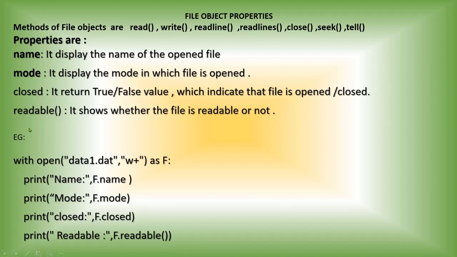And the next one is readable. Actually, readable is a method, that is why an empty bracket, but it's mentioned as a property. It will check whether the file is readable or not. If the file is opened in R mode, then you will get the result as true because it's readable. If the file is opened in W mode, then you will get the result as false because it is not readable. So these are the main properties of file object: name, mode, closed, readable. Now examples are given there.